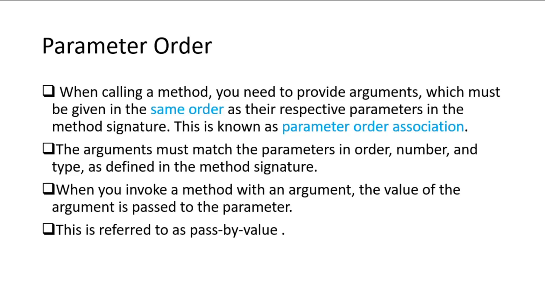This is known as parameter order association. The arguments must match the parameters in order, number, and type. So you have to know the method's signature to be able to properly call a method. Whenever you invoke a method with an argument, the value of the argument is passed to the parameter, and that's why we call it pass by value.